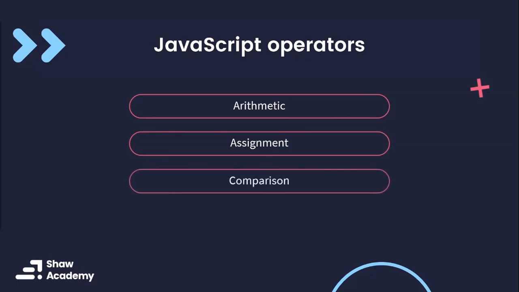Okay. We also have comparison operators, and these are used in logical statements where we want to determine if something is equal or if there's a difference between the two. And this includes things such as greater than, less than, equal to, and so on.